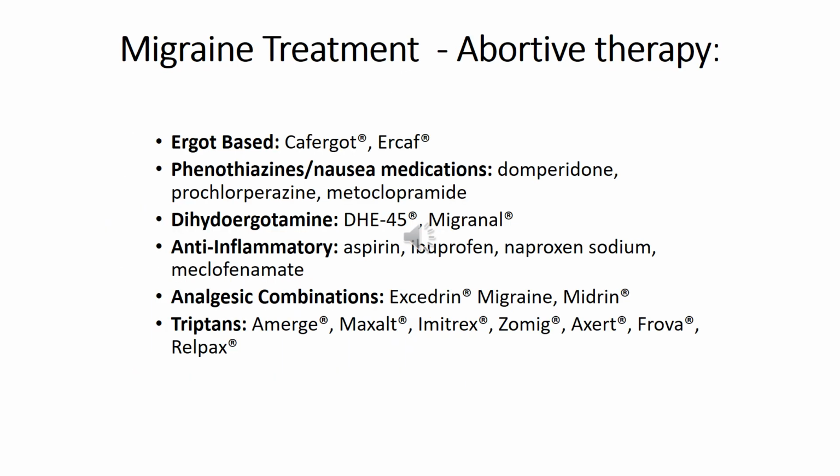Abortive therapy in migraine treatment refers to therapy that aims at stopping a migraine once it starts, or helping to stop a migraine once a patient feels that it may be starting. A few examples of medications that can be given for this therapy are phenothiazines, triptans, NSAIDs, and analgesic combinations. And again, you can review the charts on pages 90 to 91 that list examples of medications for this.